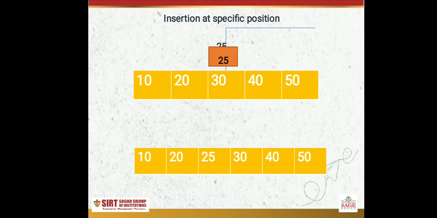Now let's see the insertion of an array element at a specific position. In the first diagram you could see that there are 5 elements being stored, that is 10, 20, 30, 40 as well as 50. Suppose I want to store a new element, that is 25, into the third position, right? Now what will happen? Let's see the second diagram.